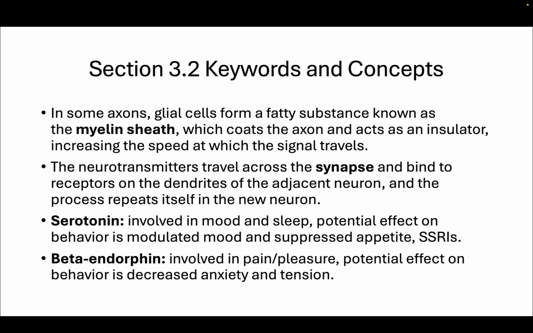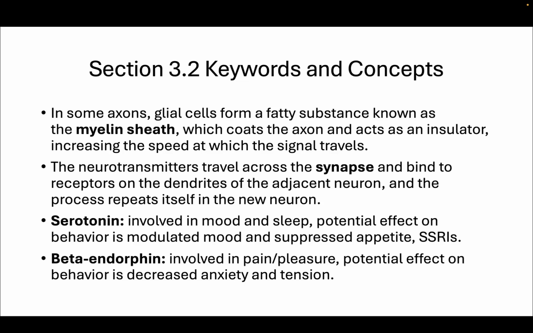And then I did pull 2 neurotransmitters in here that I thought you guys should know about. There's a nice, lovely chart in your textbook if you want to look at all of the neurotransmitters. But there's a couple here that we're going to learn about. The first is serotonin, which we're probably all familiar with. This is involved in mood and sleep, right? It's whether or not you're cranky. And it has a potential effect on things like behavior, with mood, appetite, that kind of thing.